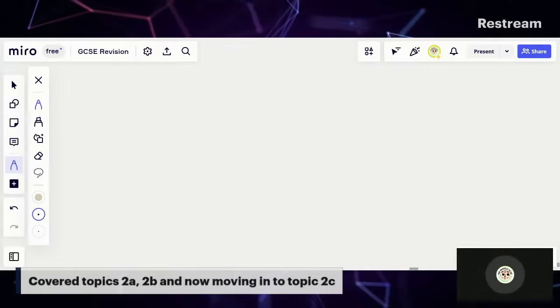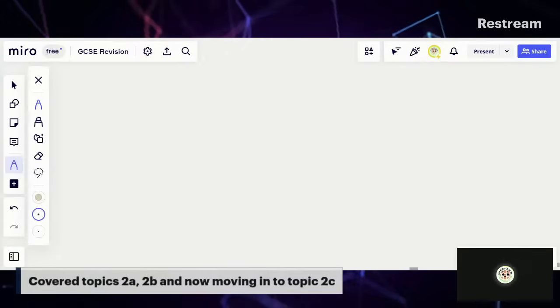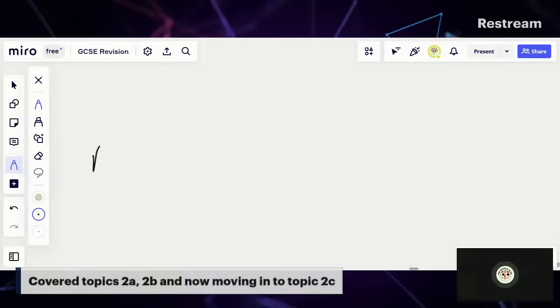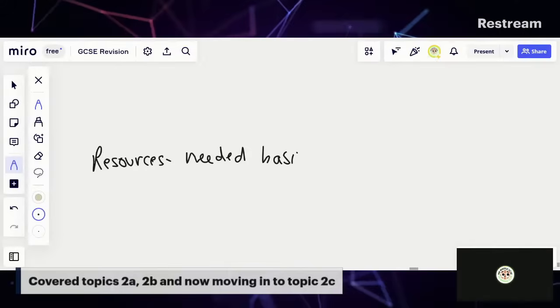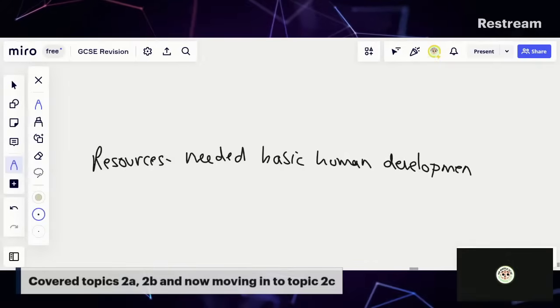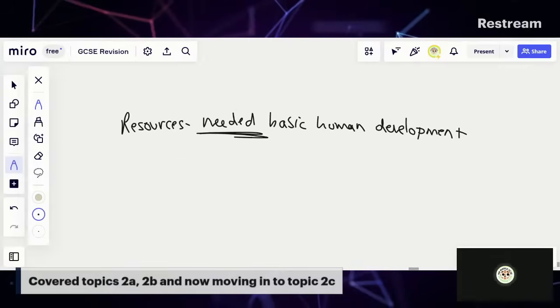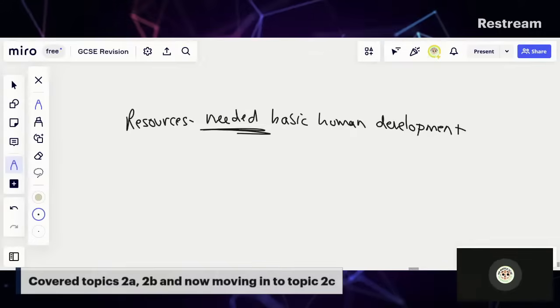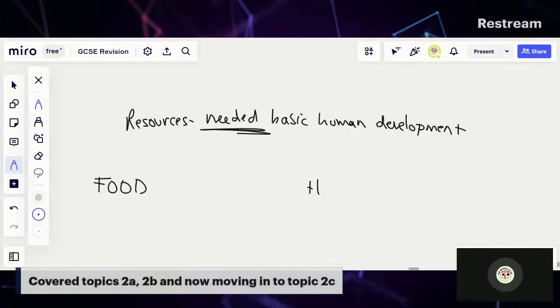Okay, so let's cover resource management firstly. Resources are things like food, water, and energy. Resources can be defined as things that are needed for basic human development. They're necessary. Now, access to the resources of food, water, and energy affects the economic and social well-being of different people in different countries. So, food, water, and energy.